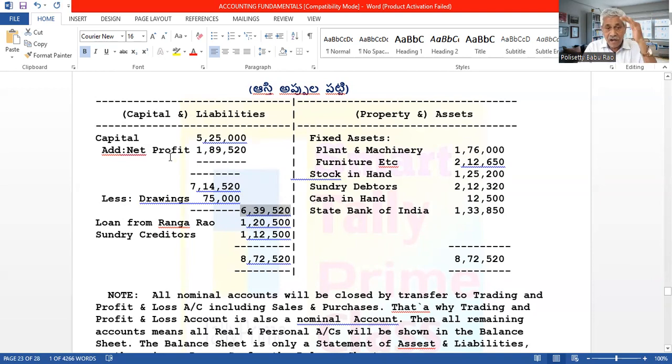And then after the liability to the owners is completed, we write the liabilities to outsiders. See here, loan from Bangara. We are writing this as a liability. Sundry creditors, all the creditors' total I write here. In the trial balance, for all the creditors and debtors, we write balances in individual accounts. But in the balance sheet, we write only the summary of the balances.